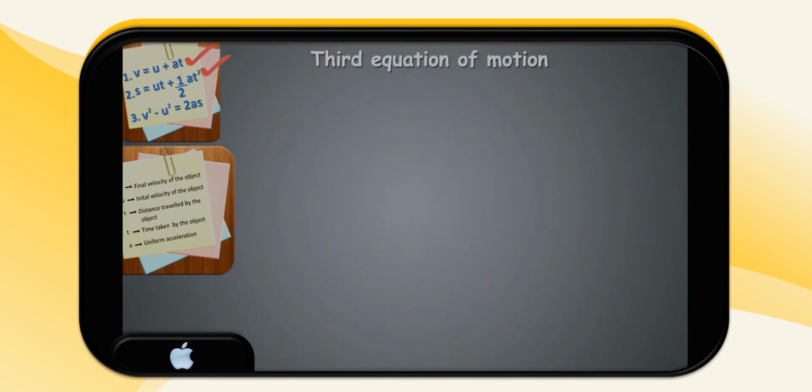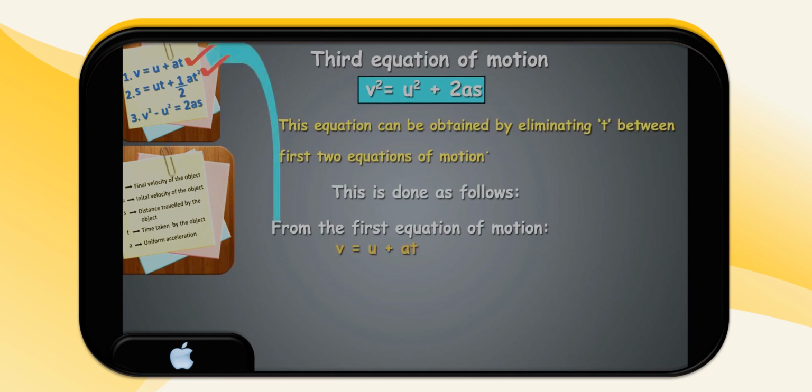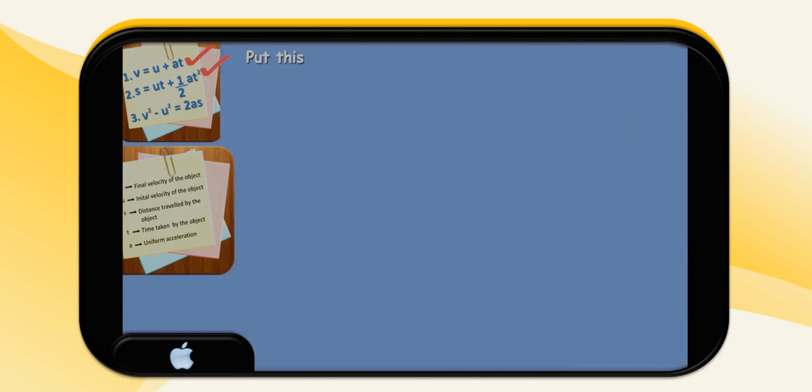Next one, the third equation of motion. How to prove that v square = u square + 2as? This equation can be obtained by eliminating t between the first two equations of motion, and this is done as follows. From the first equation of motion, we know that v = u + at. Rearranging this equation, v - u = at. Make t the subject of the formula, then we get (v - u)/a = t. Put this value of t = (v - u)/a in the second equation of motion.